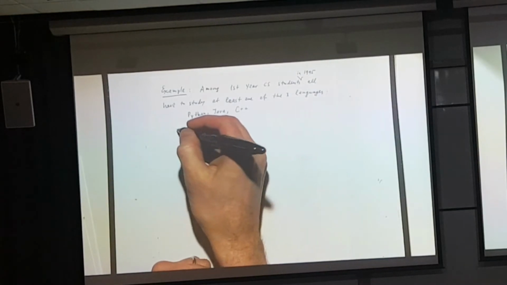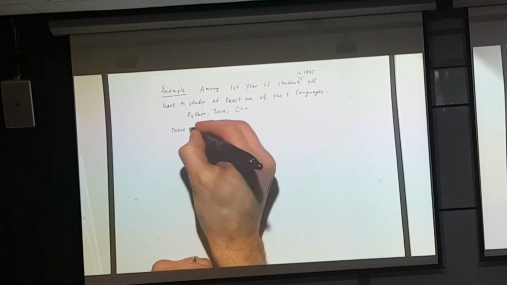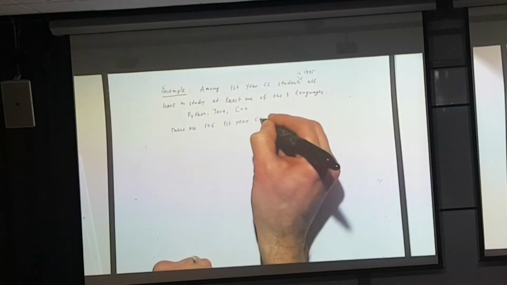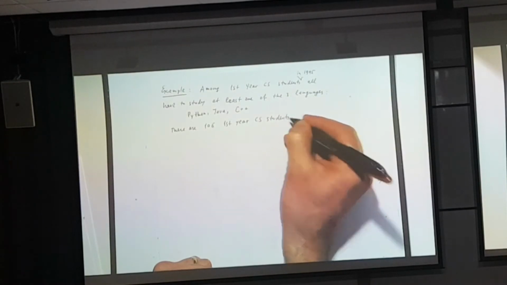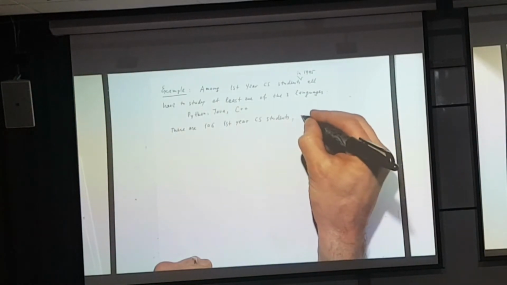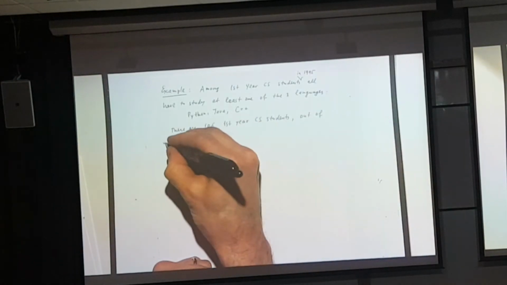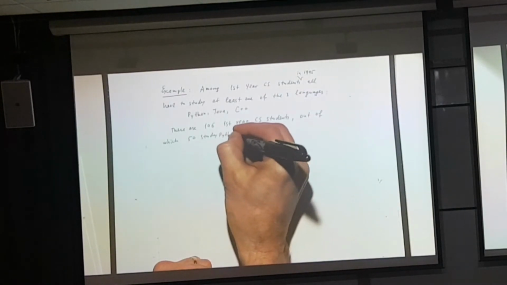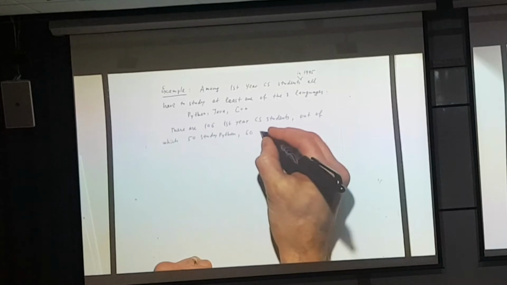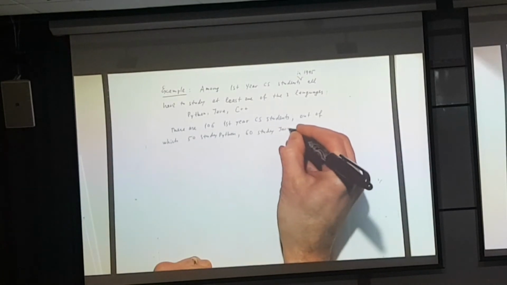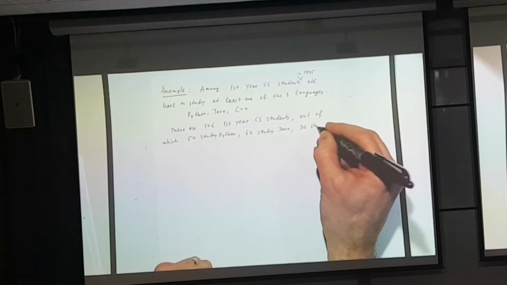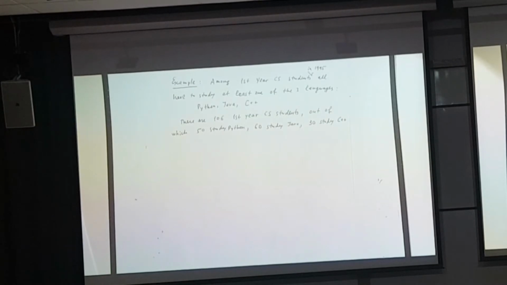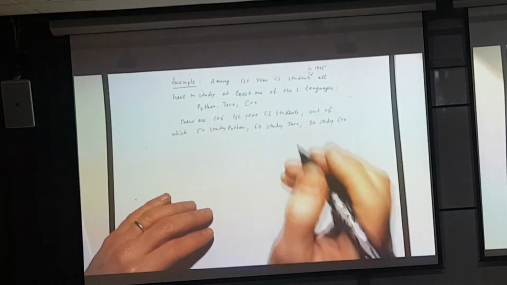There are 106 first-year CS students, out of which 50 study Python, 60 study Java, and 30 study C++. Okay, more data. 13 students took both Java and Python.